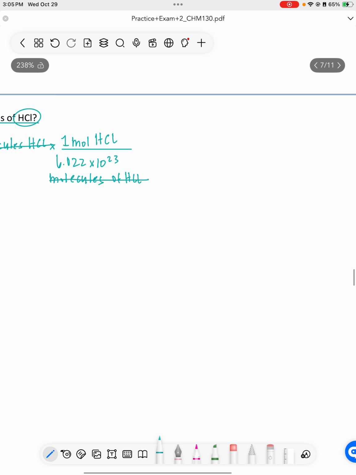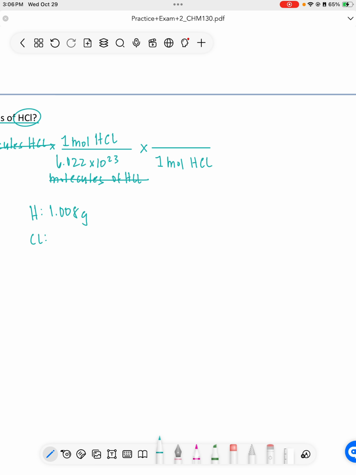All right, so now we have moles of HCl on top, but we need grams. So what can we do to get rid of moles of HCl on top? We know it's going to go on bottom, so let's just go ahead and write it. What do we know that will give us grams of HCl per mole? So we know that it will be the molar mass. Hydrogen, one hydrogen weighs 1.008 grams, and one chlorine weighs 35.45 grams.